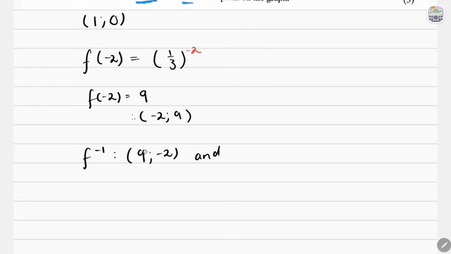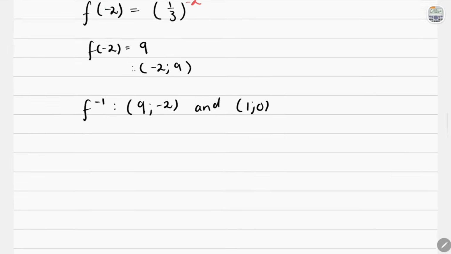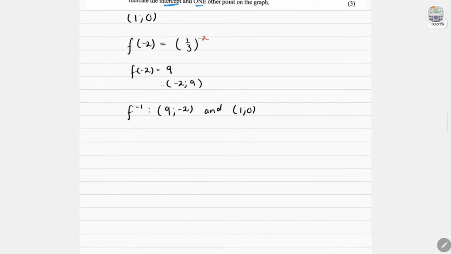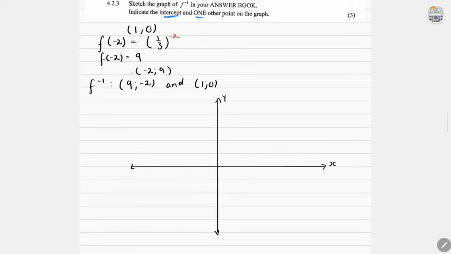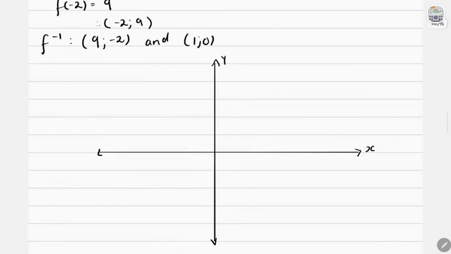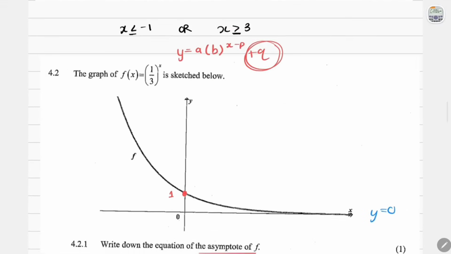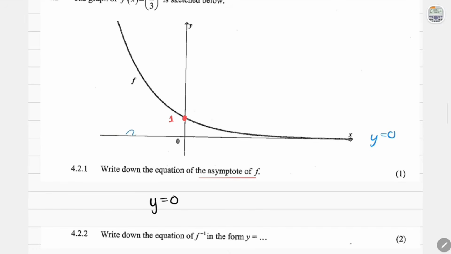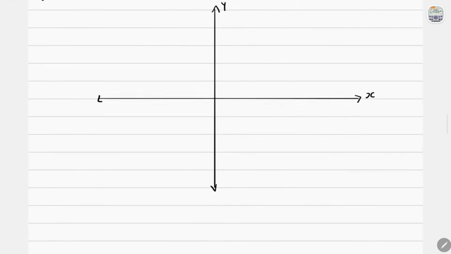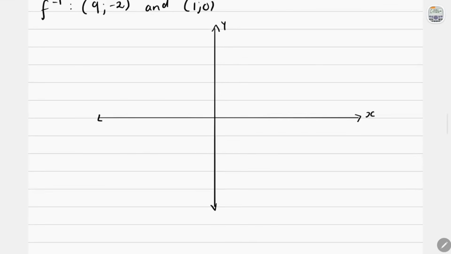So we have 2 points here. We have this point and we have an x-intercept, and we can draw our graph. So put down the Cartesian plane first, and let's just put down our 2 points. There's actually one thing we need to put down that is important. Here, you see how we have a horizontal asymptote. The inverse will not have a horizontal asymptote. It will have a vertical asymptote. So if this one's horizontal asymptote was y equals 0, the inverse's vertical asymptote will be x equals 0. So y equals 0 instead becomes x equals 0.